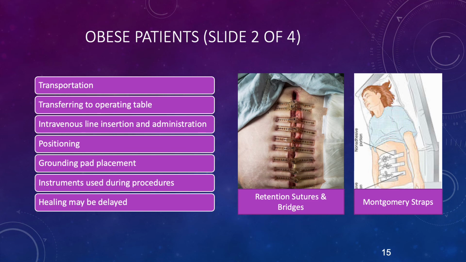We also want to anticipate some sort of retention devices for wound closure, and I put a couple examples up here for you. The picture that you see on the left side is retention sutures and bridges that can help to prevent evisceration or dehiscence. And the other one, those are called Montgomery straps, and they have an adhesive portion that sticks more laterally to the sides of the patient, and then they can get laced up, and that helps take the tension off from the primary wound.